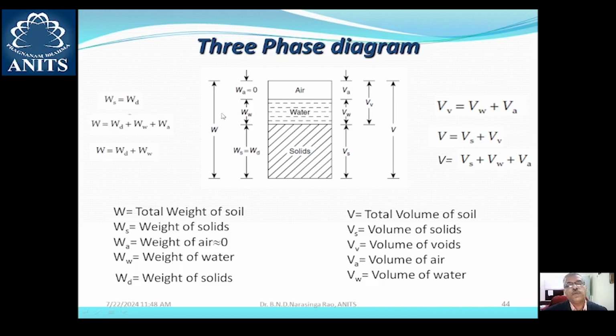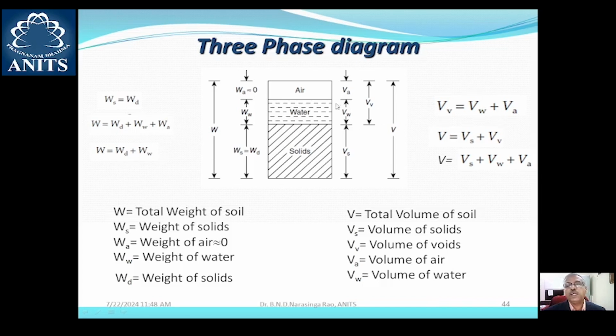So therefore, W, capital W, is the weight of the entire mass of soil, and this weight consists of the weight of the solid particles, which is also equivalent to the weight of dry soil, WD, and the weight of water, WW, and the weight of air, WA, which is normally taken equivalent to 0 because it is negligible. So you can see here that the weight of solid particles is equal to the weight of dry soil. The total weight of soil is equal to WD plus WW plus WA. When WA is considered negligible, W is equal to WD plus WW.